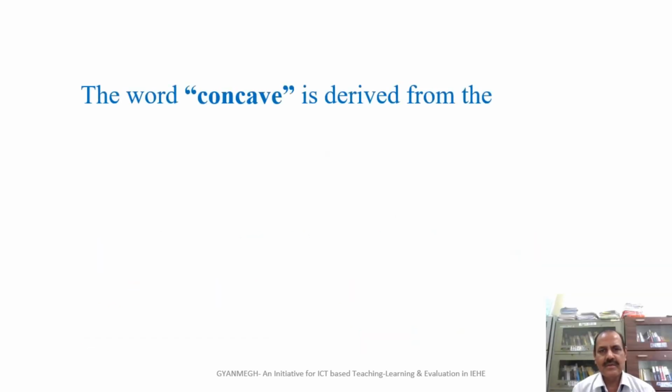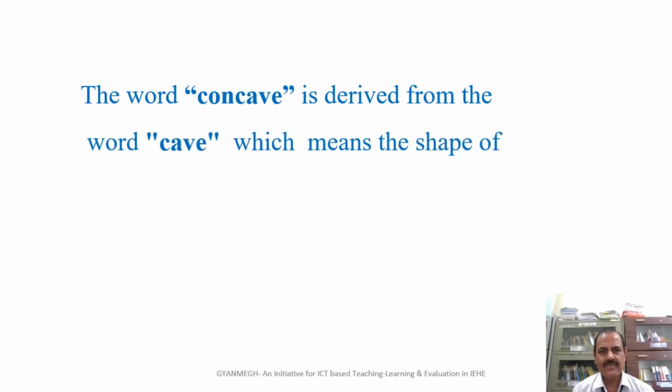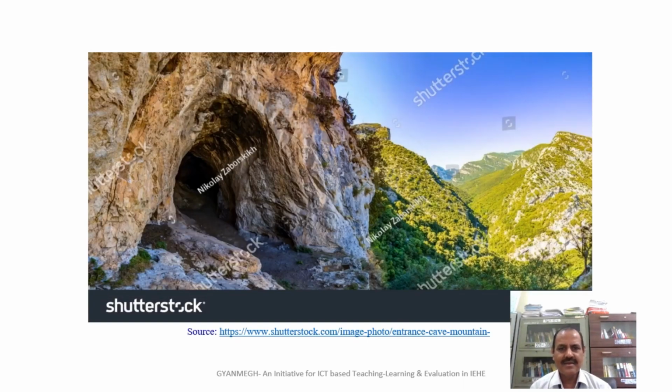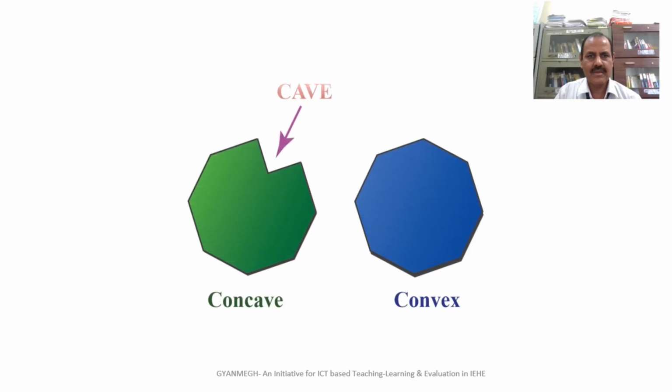The word concave is derived from the word cave, which means the shape of the object is curved inward or inside. This is the example which is taken from Shutterstock. This is the cave. This shape is curved, and this is the concave curve. These are also mathematical shapes: concave curve, concave shape, and convex shape.